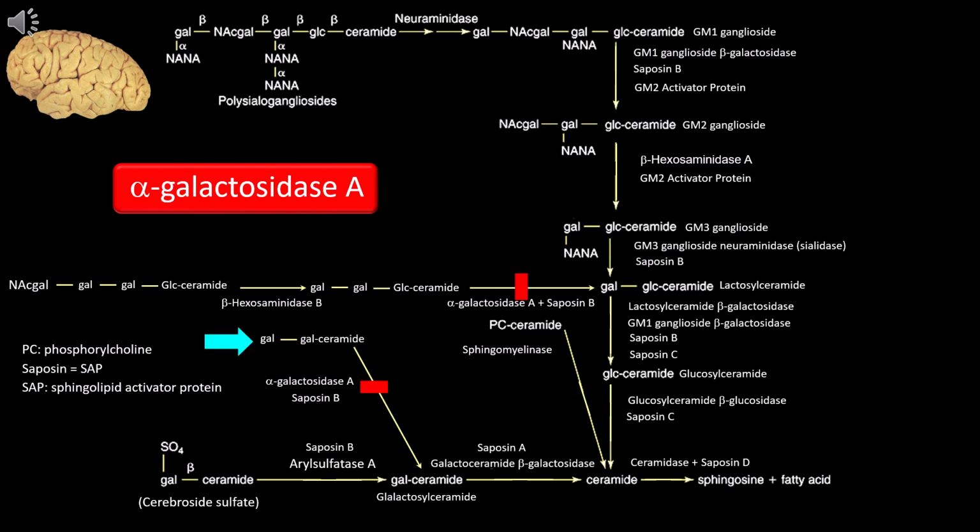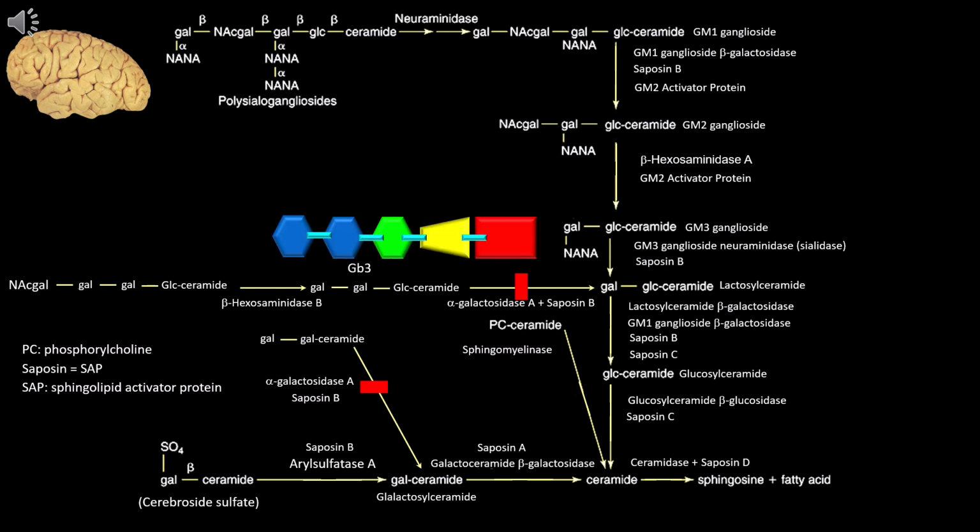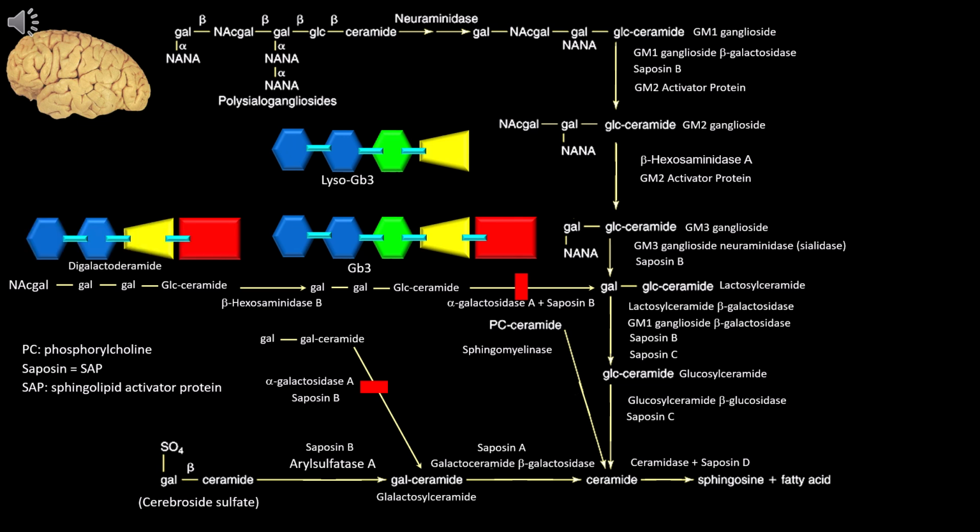Nor does the conversion of digalactosylceramide to galactosylceramide occur normally. This enzyme defect at two different sites leads to the accumulation of globotriaosylceramide and its derivative, lyso-GB3. This derivative is formed by the loss of a fatty acid. The third substance that accumulates in Fabry disease, although to a lesser degree, is D-galactoceramide, and the fourth one is its lyso derivative, also called D-galactosphingosine.